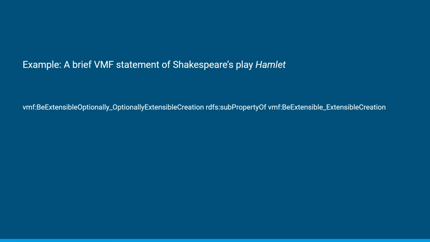let's take a brief VMF statement from Shakespeare's Hamlet. As you can see here, VMF, Vocabulary Mapping Framework, RDF, is another scheme we've come across before in this class. So, be extensible optionally, optionally extensible creation, subproperty of be extensible, extensible creation. Or, to be or not to be. That's all this vocabulary mapping framework is doing. It's just making sure we're all discussing the same thing in the same way.